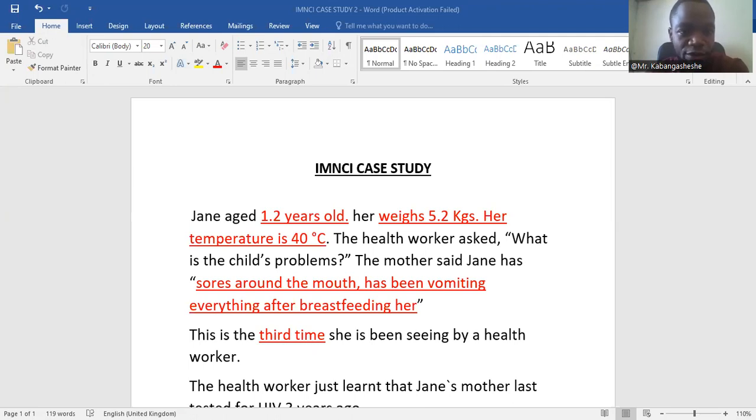Again, here the cutoff point is 7 days. Is it 7 or more, or 7 days and less? If the mother says, yeah, I think it's 7 days, you have to ask if the fever has been present every day. Not 2 days there's fever, 2 days there's no fever, then fever starts again. We don't consider that as 7 days of fever. Then, has the child had measles in the last 3 months?